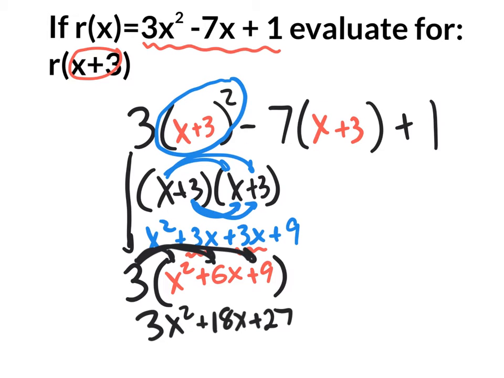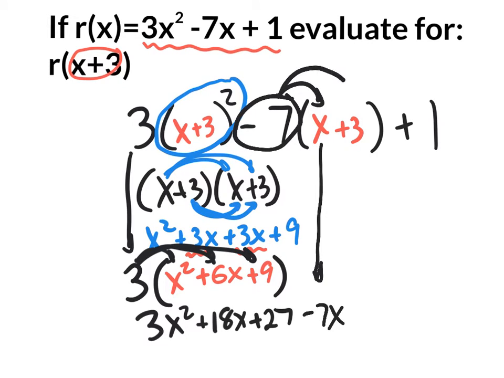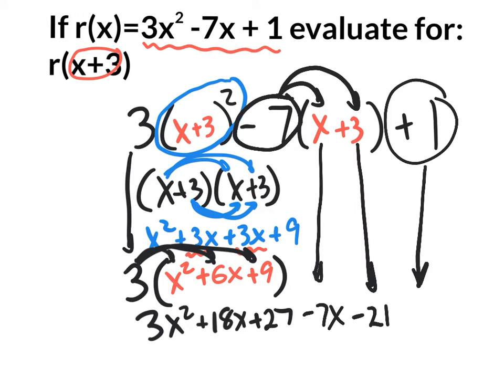The second part is to distribute the negative 7 into that binomial. So let's do that. Let's take this negative 7 and distribute it. Negative 7 times x, I'm going to write my answer way down here, negative 7x. Negative 7 times 3, write my answer way down here, negative 21. What about this plus 1? Just bring it down, put the plus 1 at the very end.